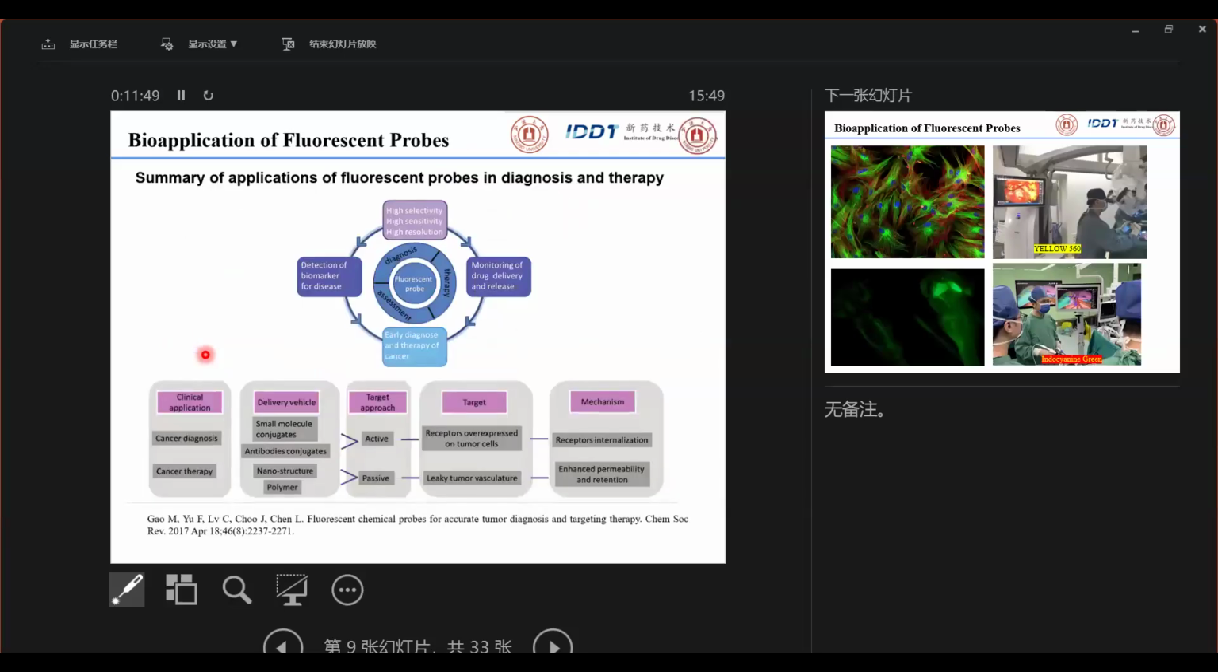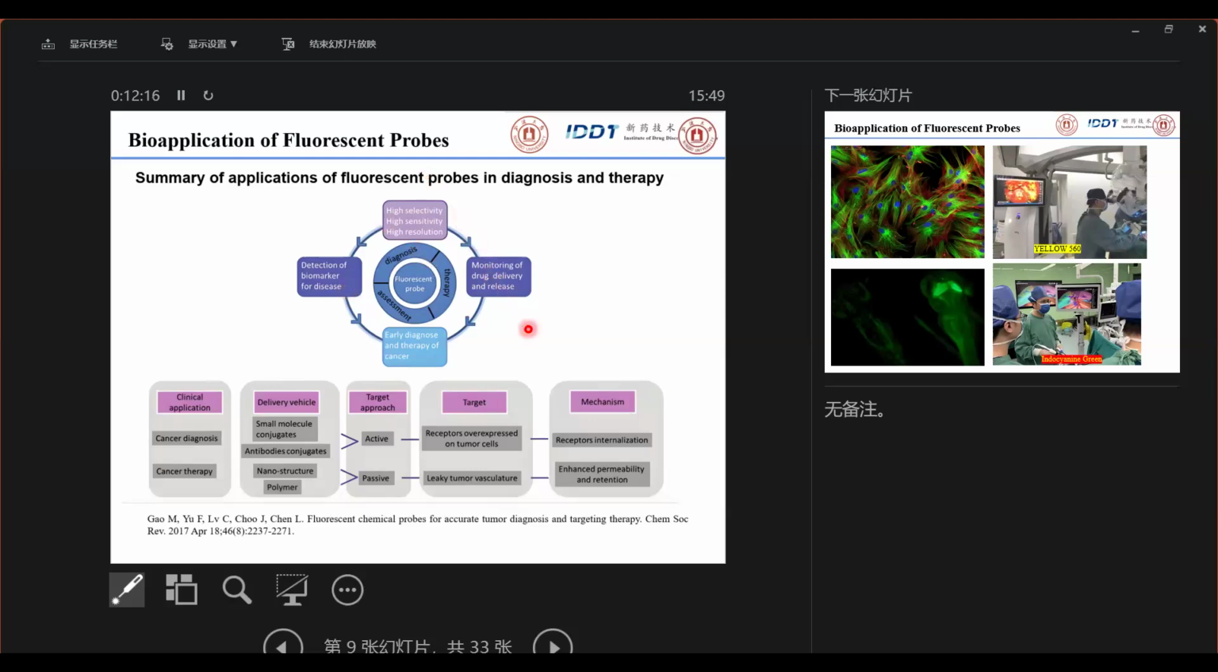Okay, these are some applications of fluorescence in diagnosis and therapy. For example, in the detection of biomarkers for disease, just as we discussed, for this kind of disease, cancer, inflammation, or any kind of disease. Usually they take samples of blood or urine.